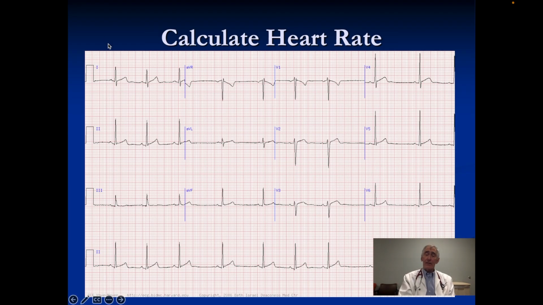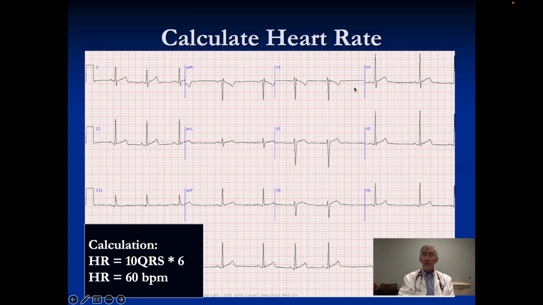Other ways to calculate the heart rate, one of the simplest is just to count the number of QRSs on the electrocardiogram, which is 10 seconds. So you count 1, 2, 3, 4, 5, 6, 7, 8, 9, 10. So 10 times 6 is 60 beats per minute. Now, why did I use 6 and not 10? Because it's 10 seconds' worth of data, and 10 into 60 is 6.